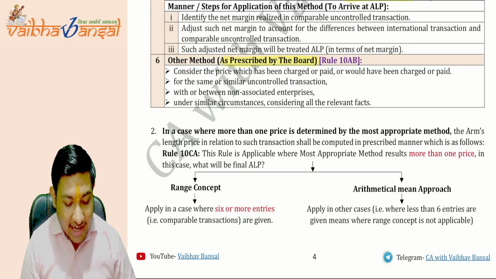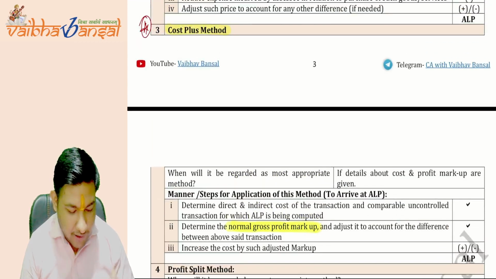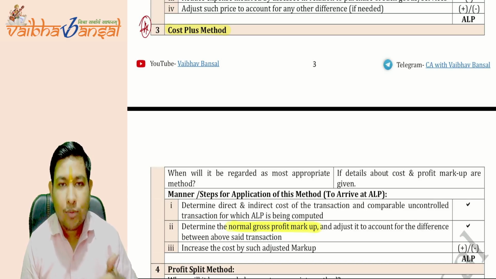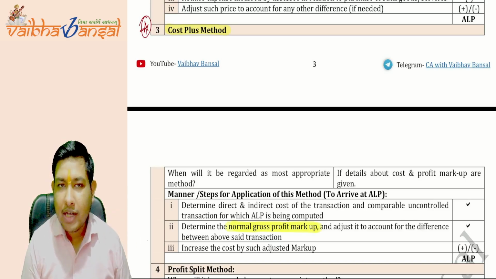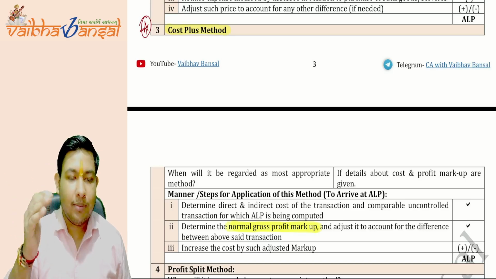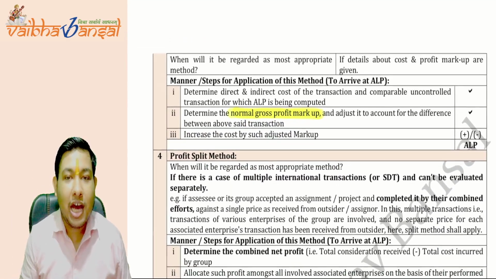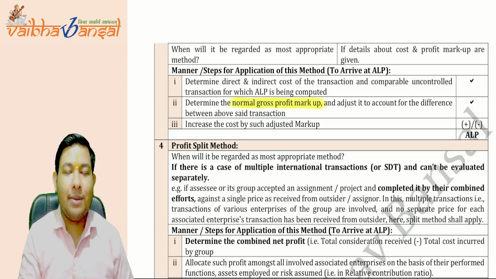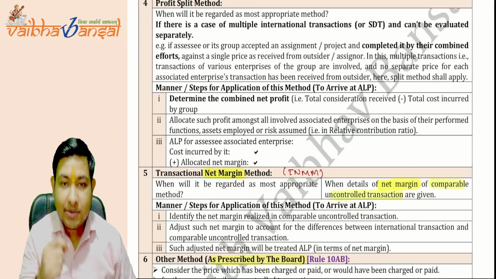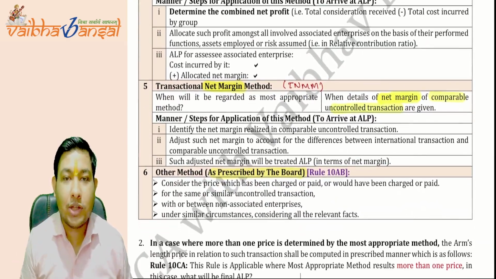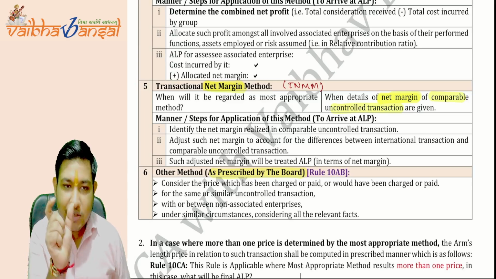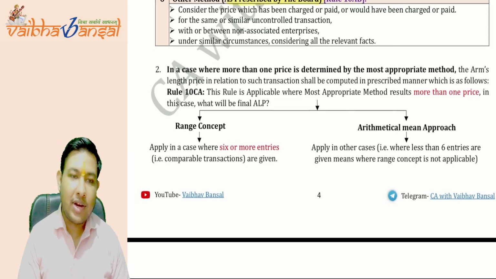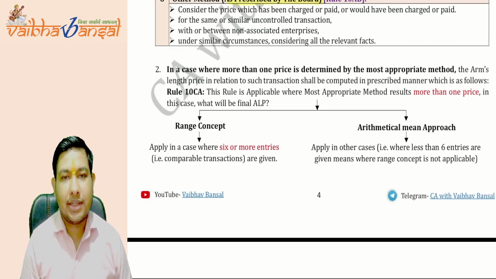What it says, by applying any of the most appropriate methods, if you get more than one price, more than one ALP, more than one arm's length price, then how will you get the range, or how will you get the exact arm's length price, so that you can check whether the price at which you have transacted with your associated enterprises is within that range or not. So this is why the range concept is given. But there is a catch.